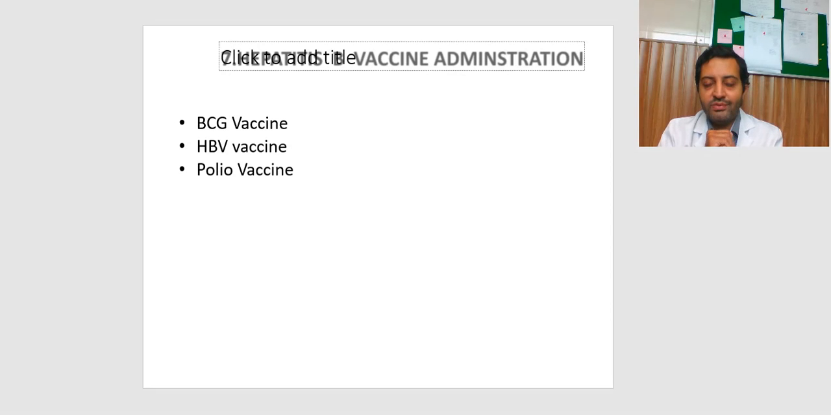Important vaccinations to be given at the time of birth are the BCG vaccine to protect against tuberculosis, hepatitis B vaccination, and polio vaccine. These all should be administered after the birth.